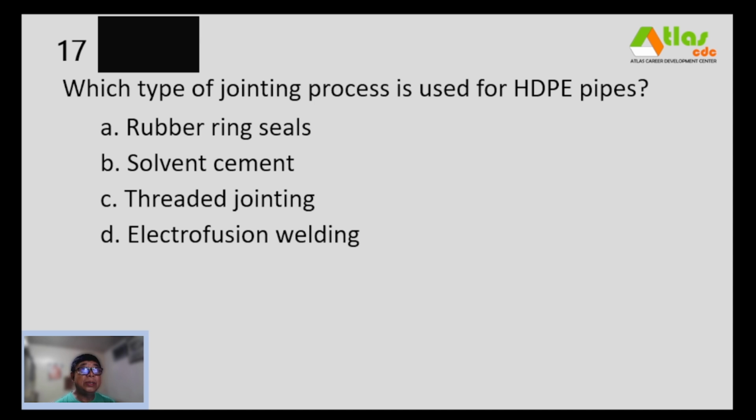Question number 17. What type of jointing process is used for HDPE pipes? A. Rubber ring seals. B. Solvent cement. C. Threaded jointing. And D. Electrofusion welding. So 10 seconds.